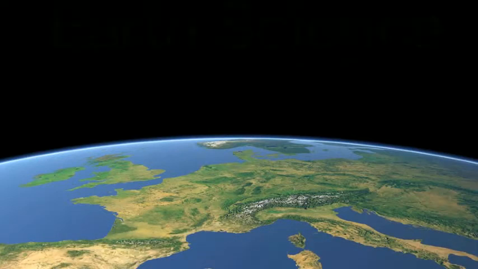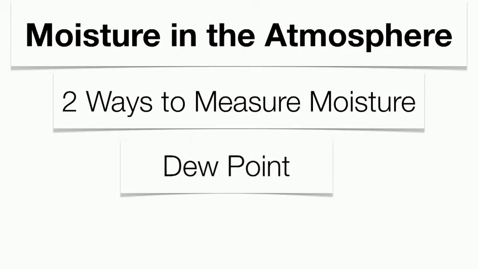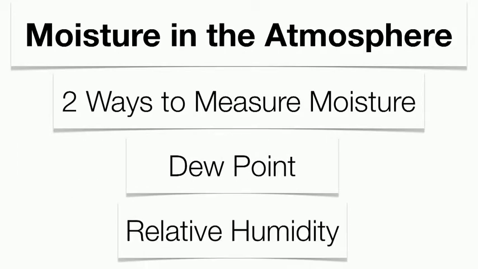Today we're going to be talking about relative humidity and dew point. Now the great thing about these two factors in weather is that they help us measure the moisture in the atmosphere. So what we're going to do is start by talking about dew point, then we're going to jump into relative humidity.